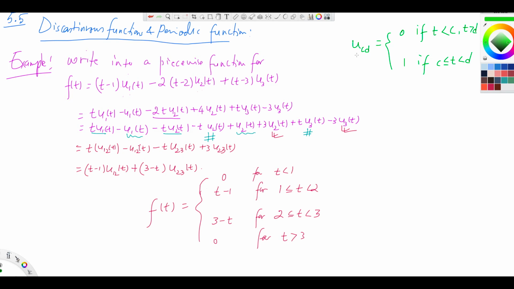So you want to write in that form, you understand? So how do I write in that form? We will try to distribute this. So t times u1(t) minus 1 times u1(t), that's what you distribute. Similarly, you distribute 2t times u2(t) plus 4 times u2(t), and plus t times u3(t) minus 3 times u3(t).